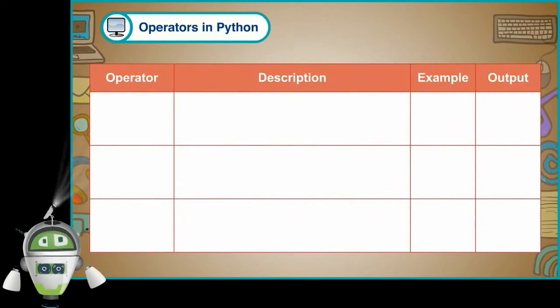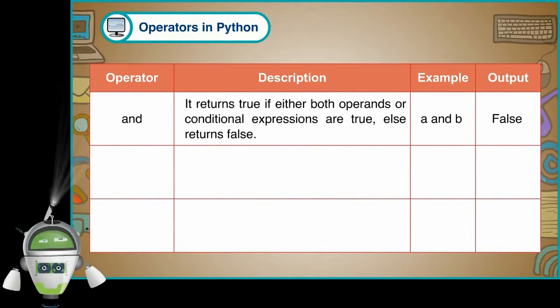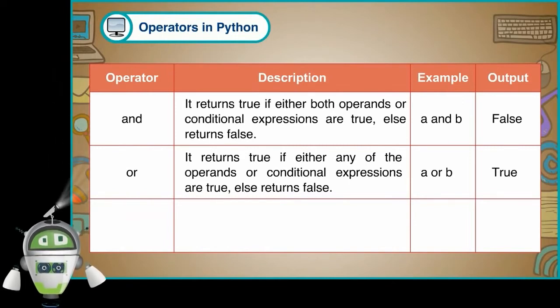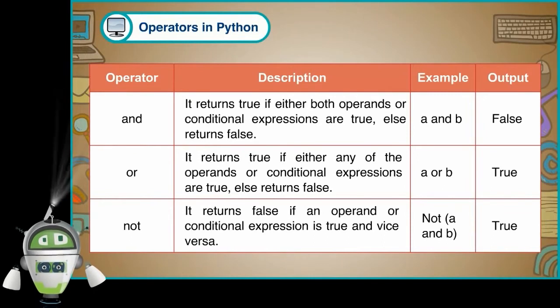Operator, description, example, output. And: it returns true if both operands or conditional expressions are true, else returns false. A and b, false. Or: it returns true if any of the operands or conditional expressions are true, else returns false. A or b, true. Not: it returns false if an operand or conditional expression is true and vice versa. Not A and b, true.